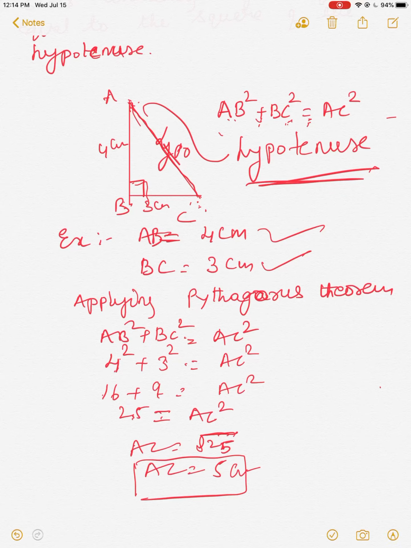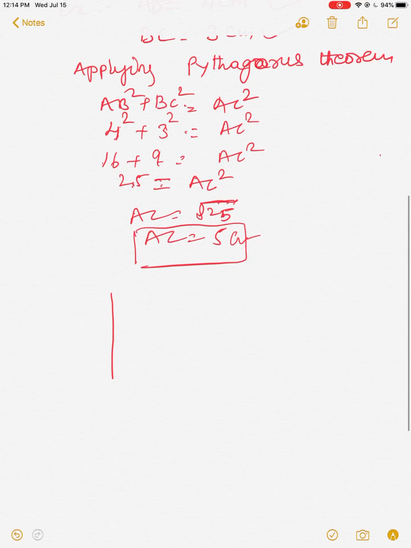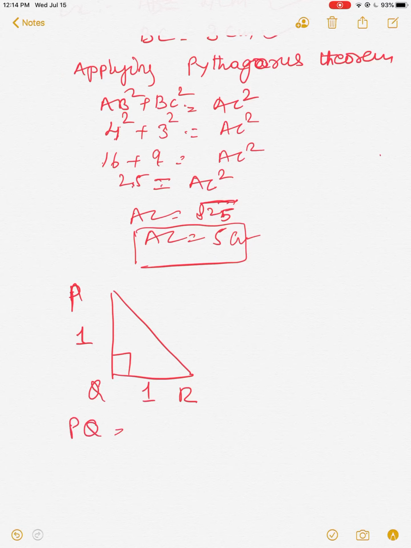That is the introduction to the Pythagoras theorem. One more example I will take. Supposing you take this triangle PQR. This is a right angle triangle. PQ is equal to 1 and QR is equal to 1 unit. Instead of centimeters I am writing units.